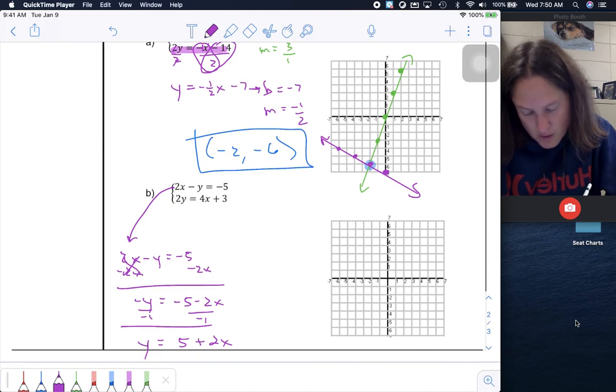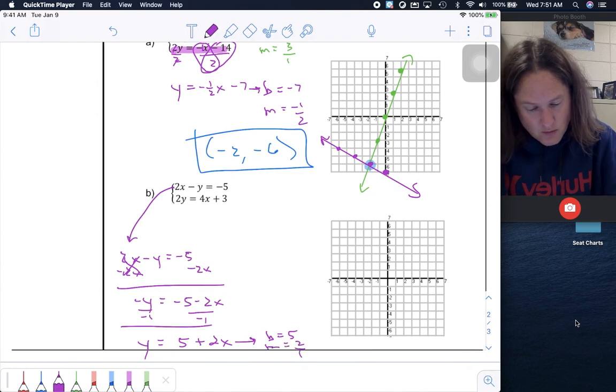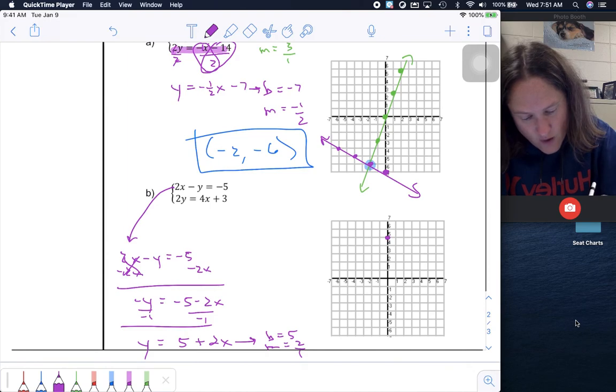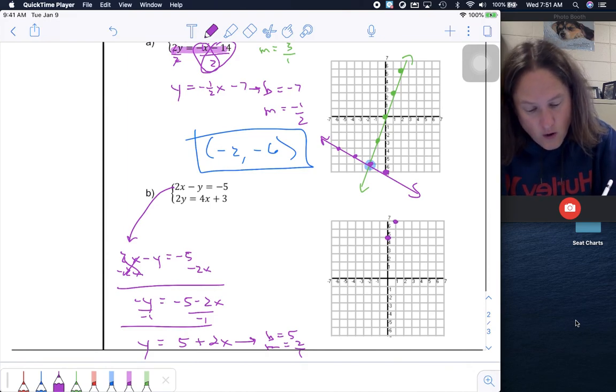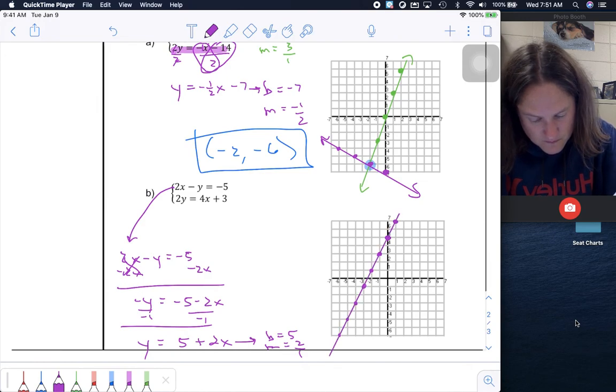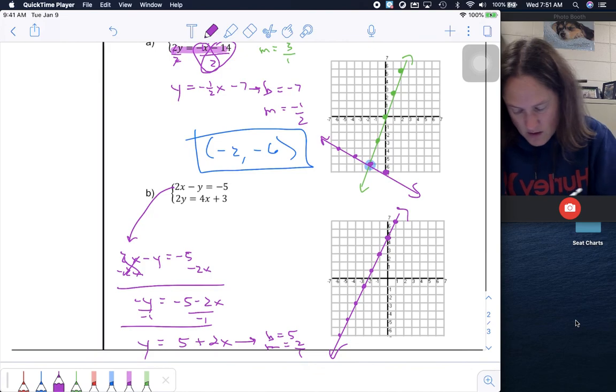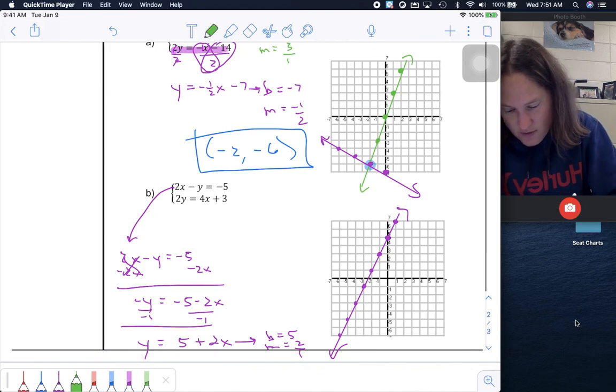Okay, so when I go to graph that, my b, the y-intercept, is going to be 5, and my slope is going to be 2, which is 2 over 1. So I'm going to plot 5 on the graph for the y-intercept, and then I'm going to rise 2, go to the right 1. Or I'm going to fall 2 and go to the left 1. There's my straight line.